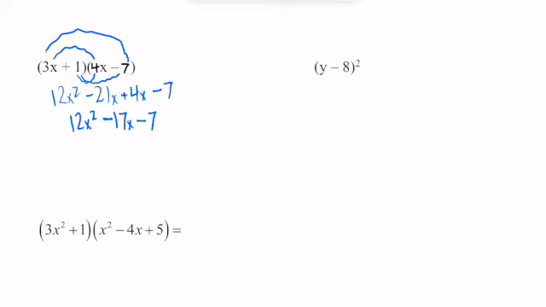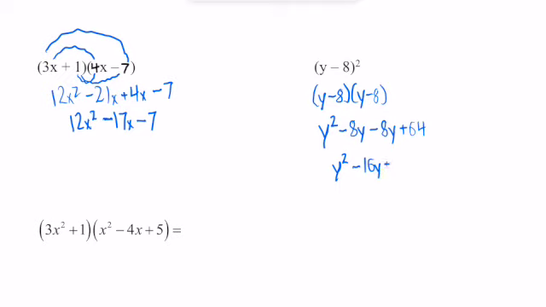Looking at y minus 8 squared, we can think of this as y minus 8 times y minus 8. Now we distribute the y to the second parentheses. Y times y is y squared. Y times minus 8 is minus 8y. Minus 8 times y is minus 8y. Minus 8 times minus 8 is plus 64. Then we combine the like terms in the middle, and we're left with y squared minus 16y plus 64.